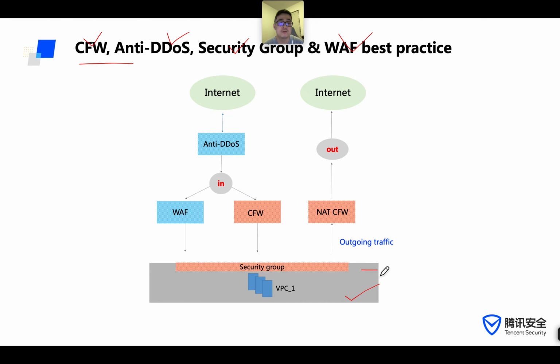So the first layer of protection is definitely the security group, right? From that you can define the ACL to allow certain users to access certain assets or certain resources to be accessed from, for example, the outside. Right, and the next layer will be the WAF and the CFW, which is the cloud firewall. The WAF is dedicated to protecting web applications, for example, to detect OWASP top 10 threats.